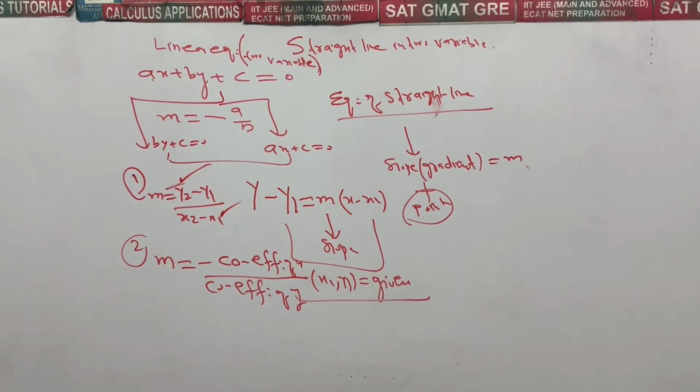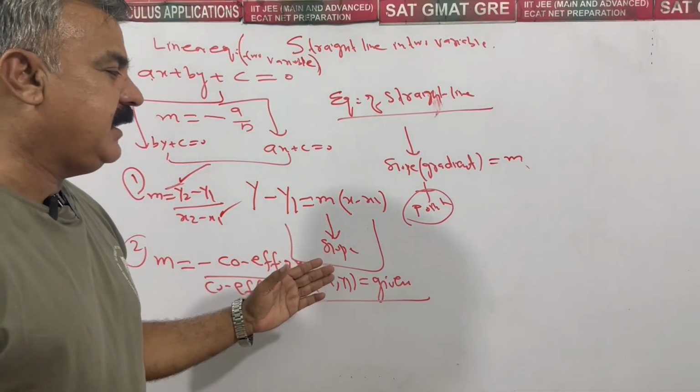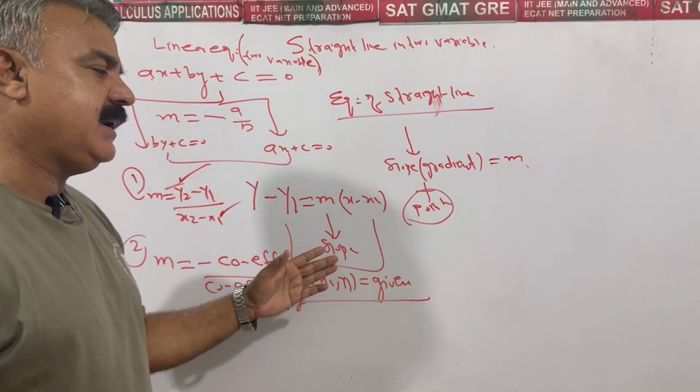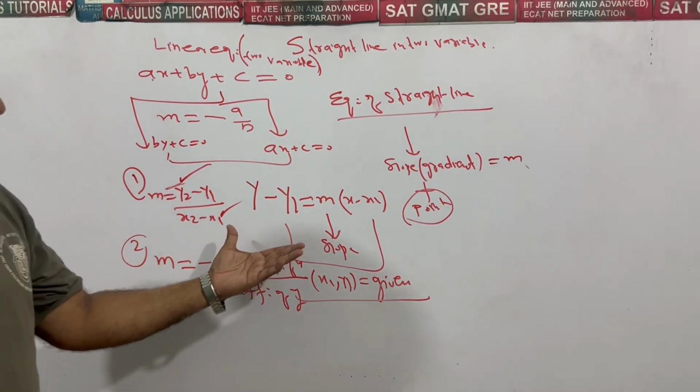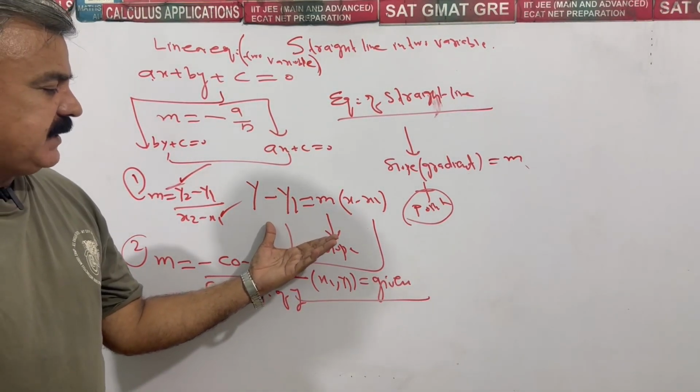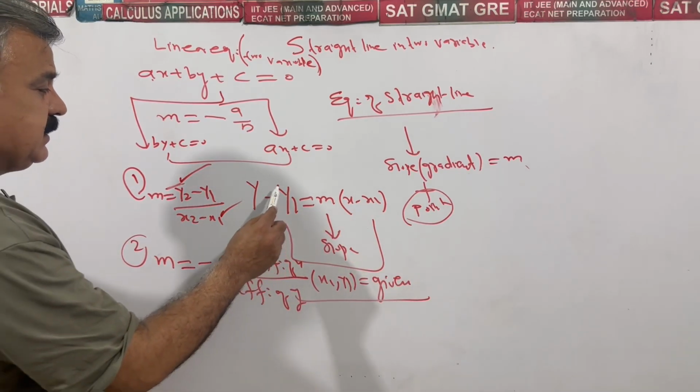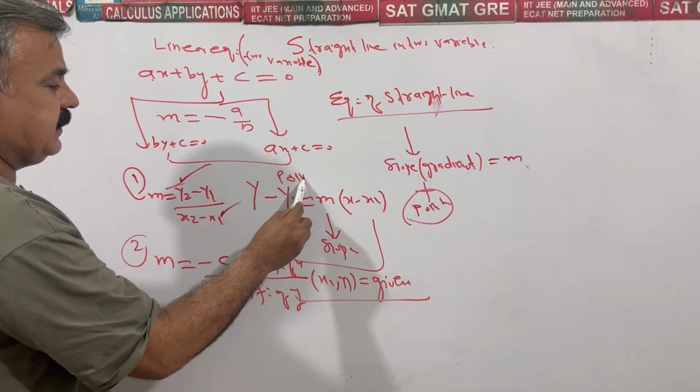To write the equation of a straight line, we need a gradient and at least one point. When we are given a gradient and a point, we mostly utilize this equation: y minus y1 is equal to m times x minus x1. It is known as the point slope form.